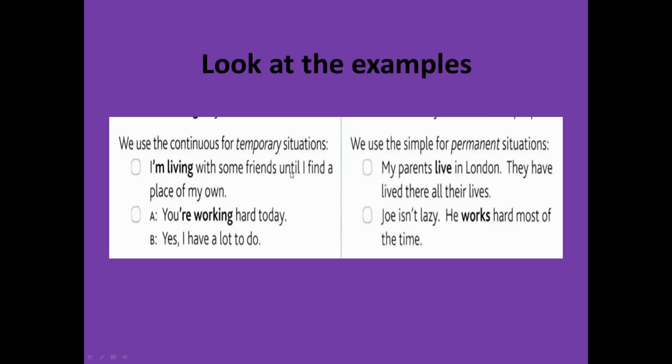I'm living with some friends until I find a place of my own. This is a temporary situation, that's why it is used in present continuous. My parents live in London, they have lived there all their lives. This is a permanent situation, that's why it is used in present simple.